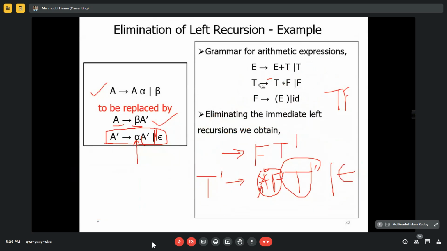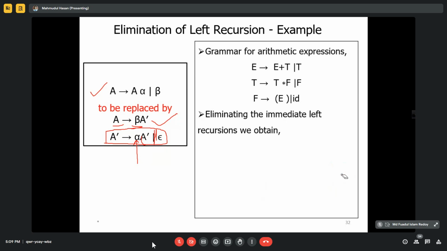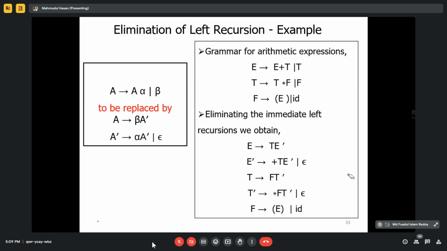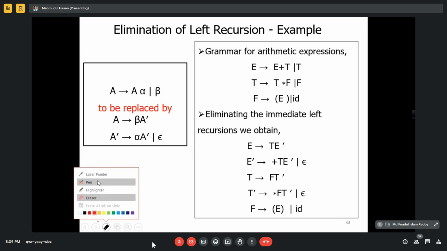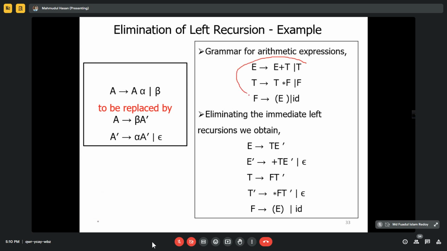And does the third one have a left recursion problem or not? No, sir. So we do not need to change this one. So this one is the answer. So this grammar had a left recursion problem, but we have now solved it so that there is no left recursion. Okay, everyone? Yes, sir.